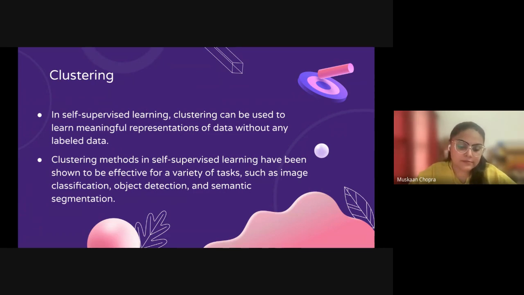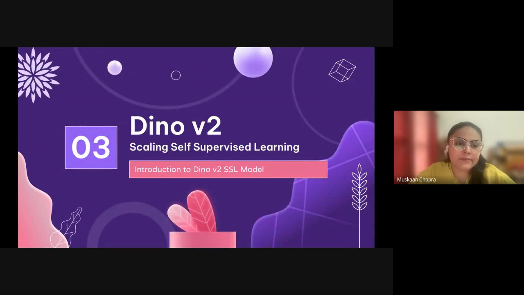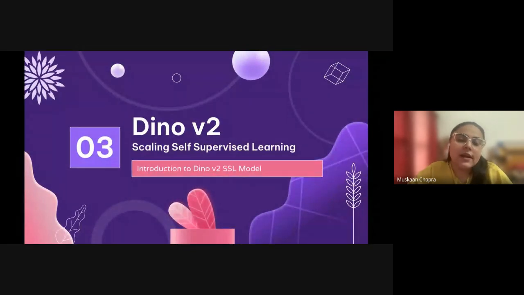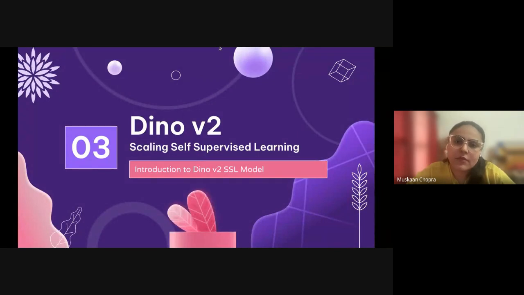Now, our main topic for today is DINOv2, a kind of SSL model recently proposed by Meta AI. There was buzz on every social media platform when it was launched. It is basically proposed to scale the levels of SSL that are currently being used.